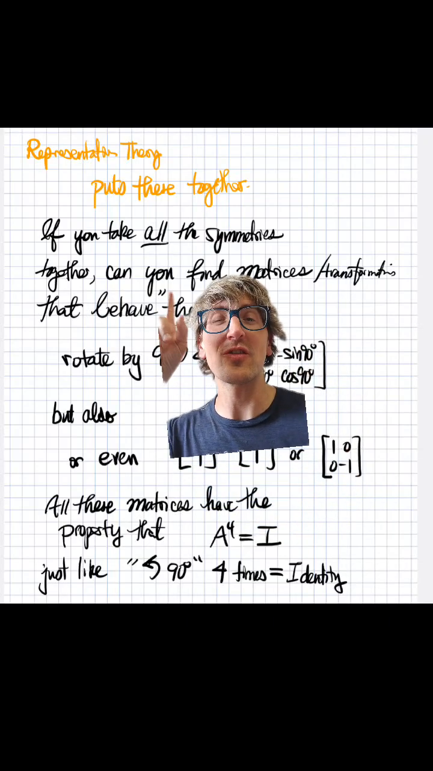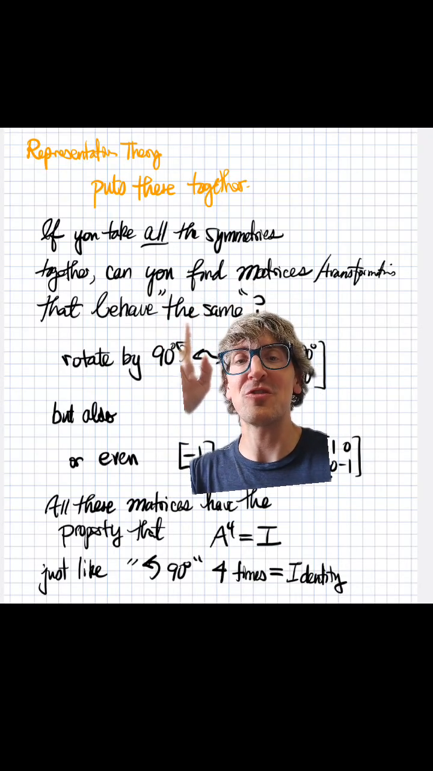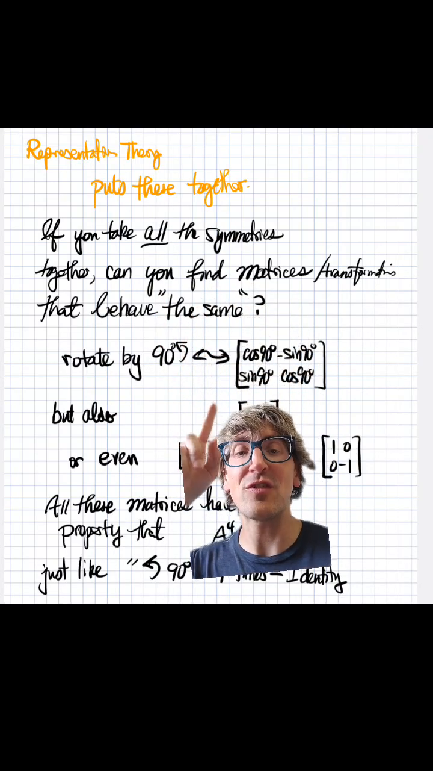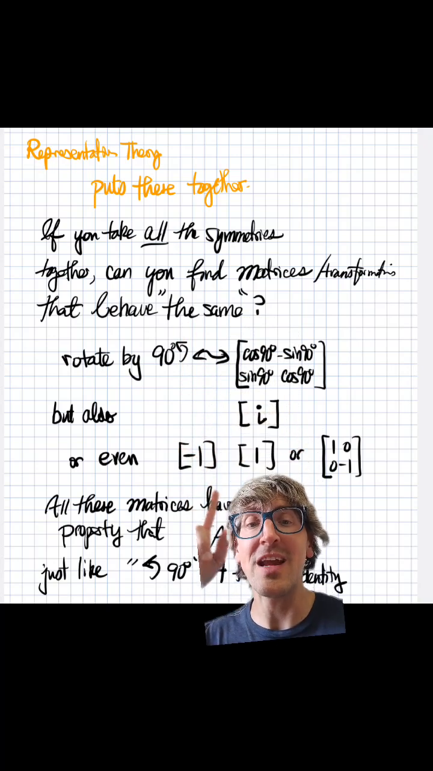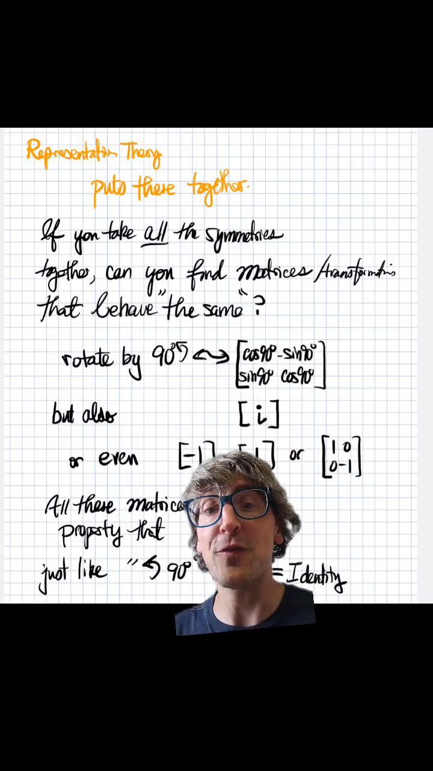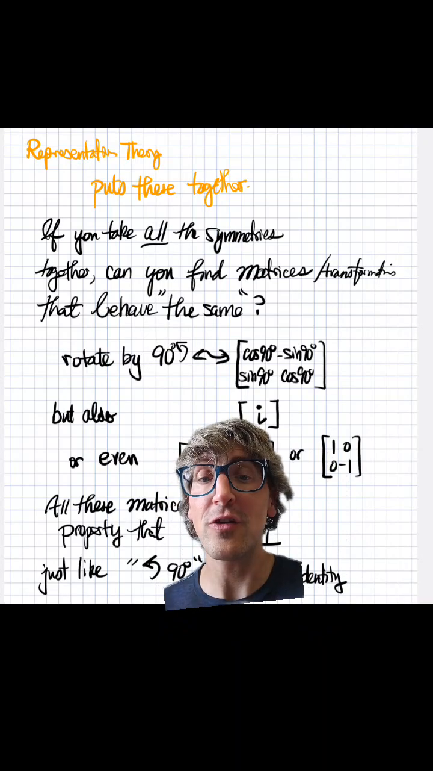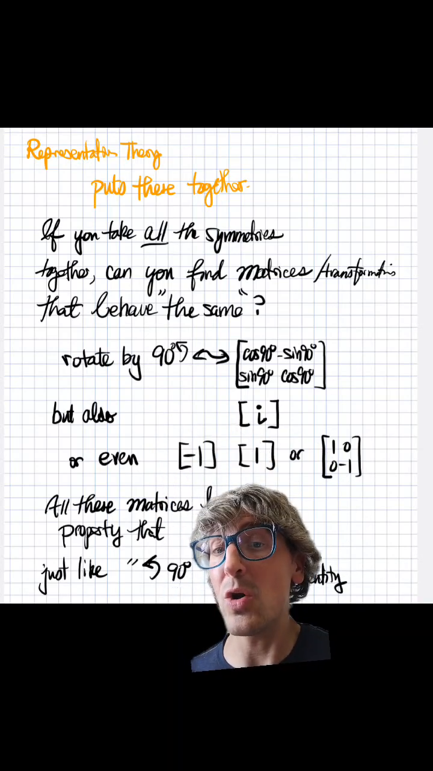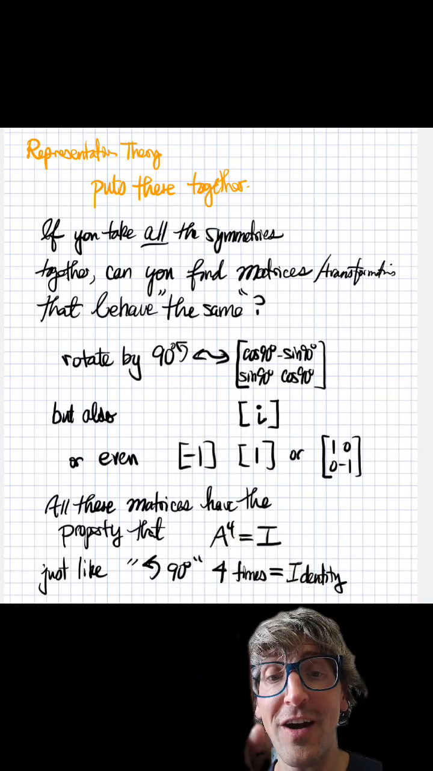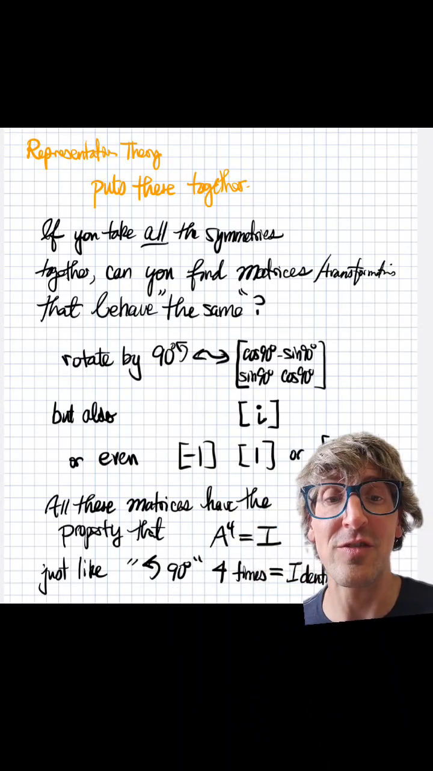Representation theory puts these ideas together. So rather than looking at just one matrix at a time, let's look at all of, say, the symmetries of some shape and see if there's some matrices we can use that would encode the same types of properties that those symmetries had. For instance, if we were looking at the 4 rotational symmetries of the square, one of them is just rotate by 90 degrees. Now, one thing you might know about that matrix is that if you do it 4 times, it's going to be the same as doing nothing. Like doing 4 quarter turns is the same as doing nothing.